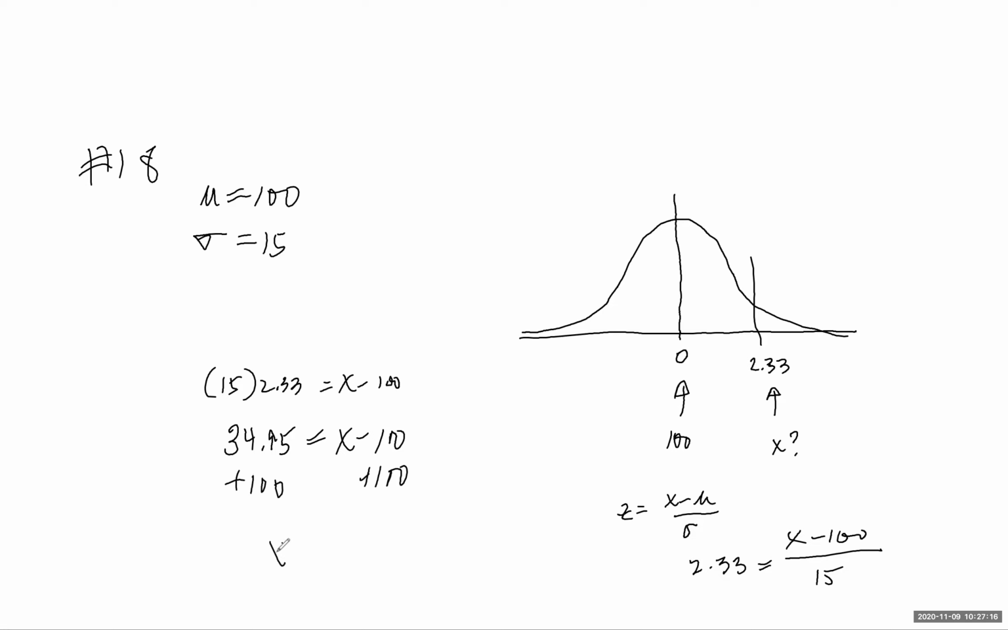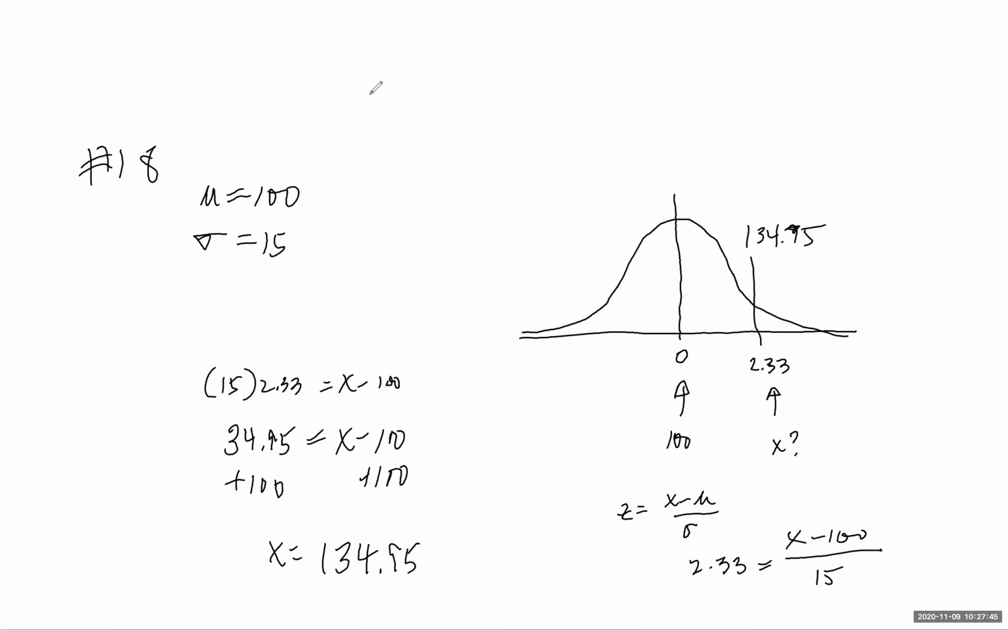So we add our 100 to both sides, and we find that the X value that corresponds with a Z value of 2.33 would be 134.95. So to answer the question, that would be the IQ score that is 2.33 standard deviations above the mean, 134.95.